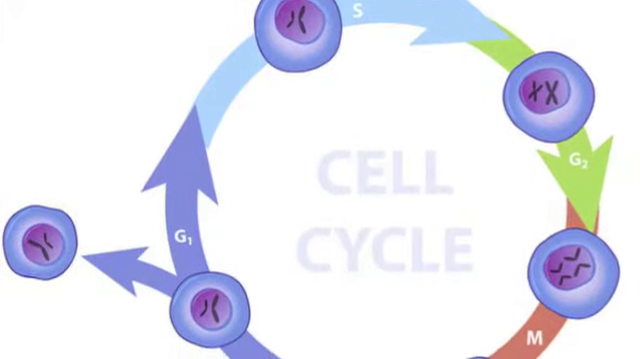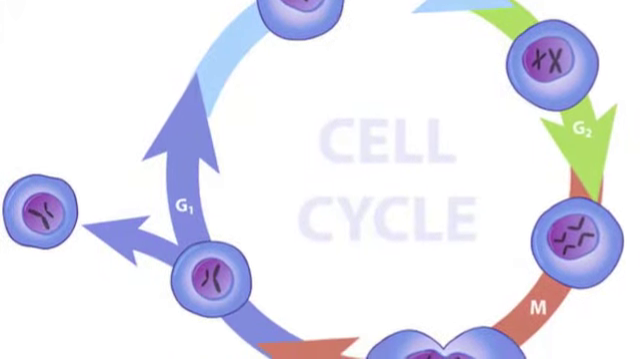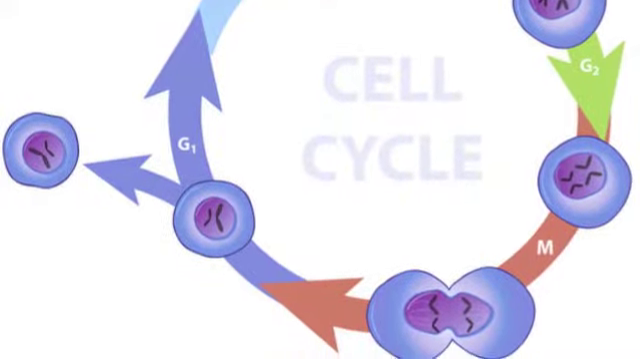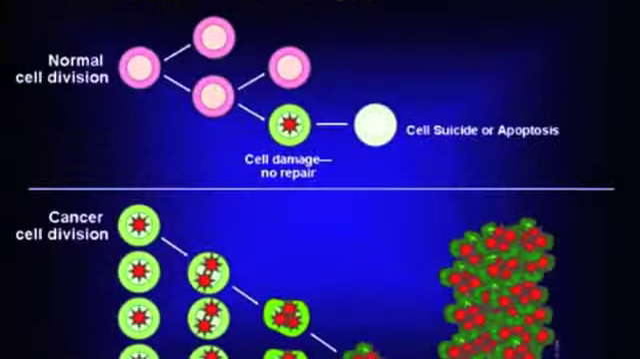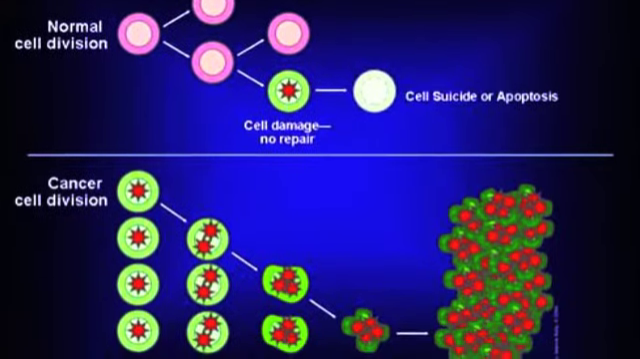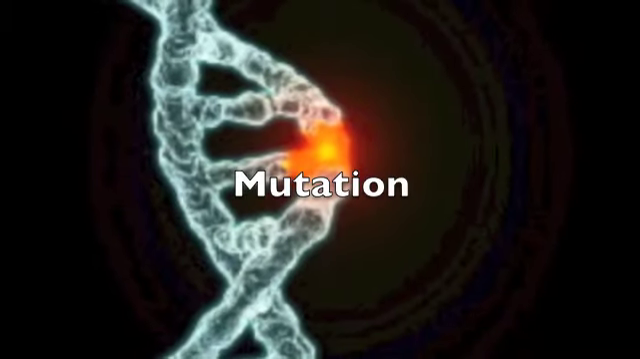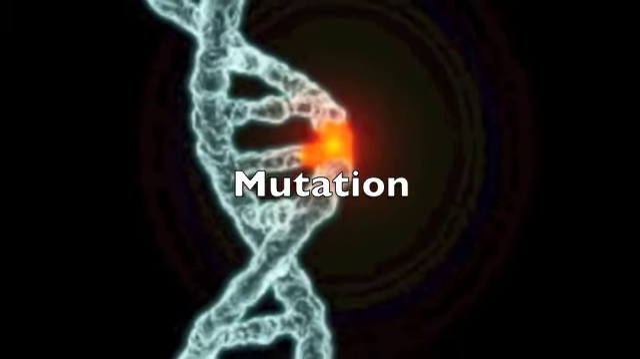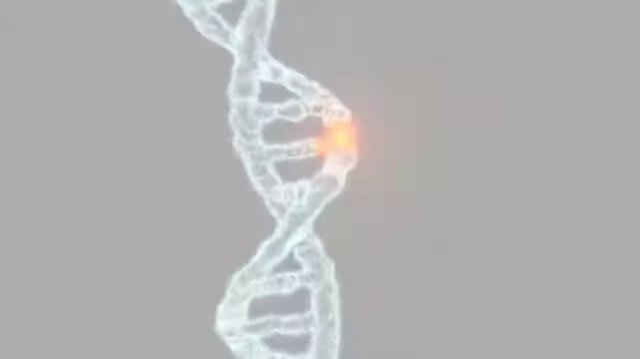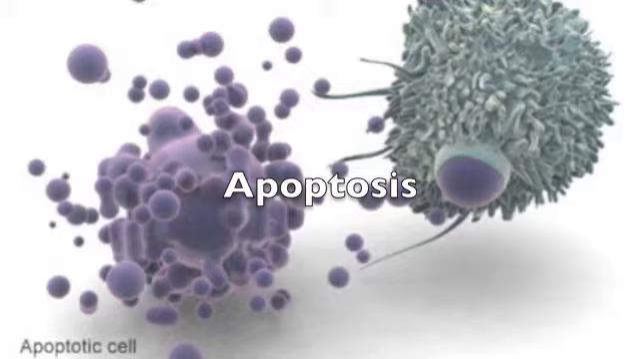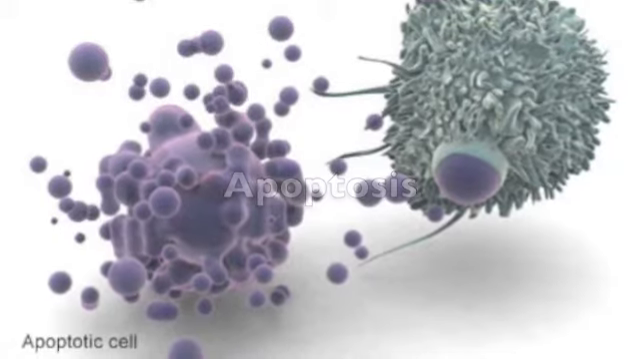The cell cycle is a natural process resulting in cell division and growth. Tumors are formed by the surplus of mutated cells. Mutation is when the DNA inside the cell gets damaged or changed. Apoptosis is the process of natural cell death that eliminates injured organs.